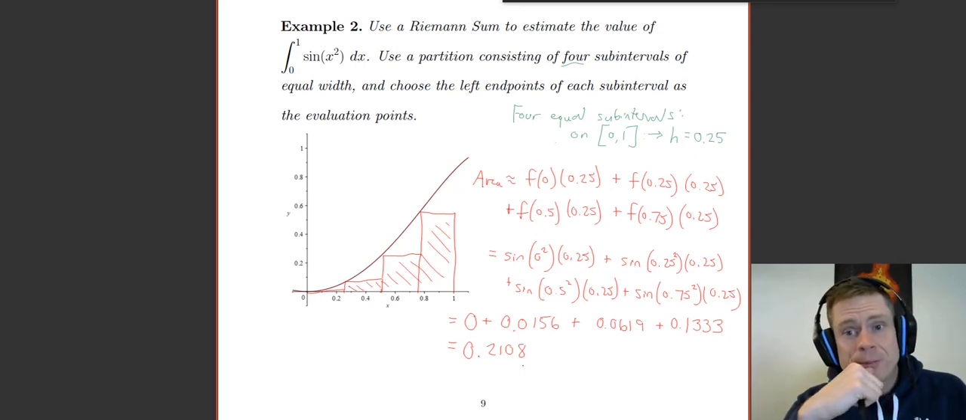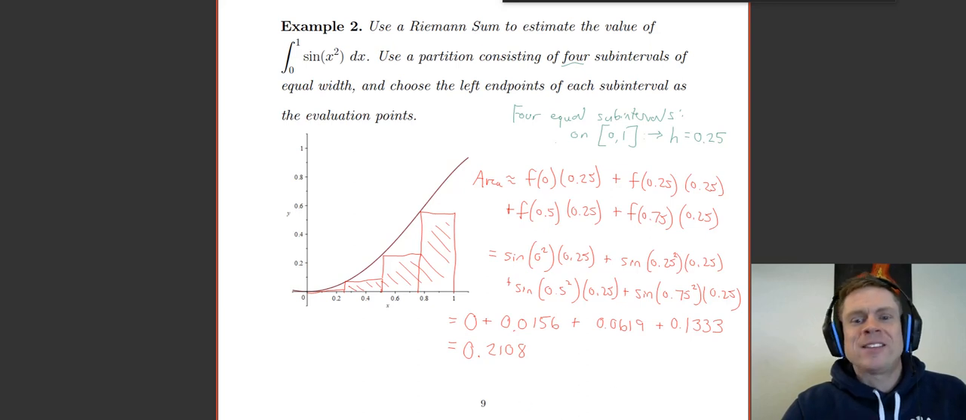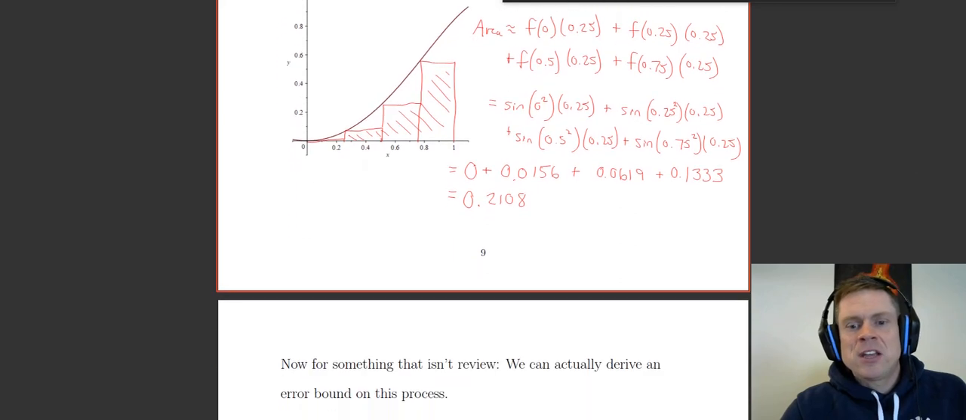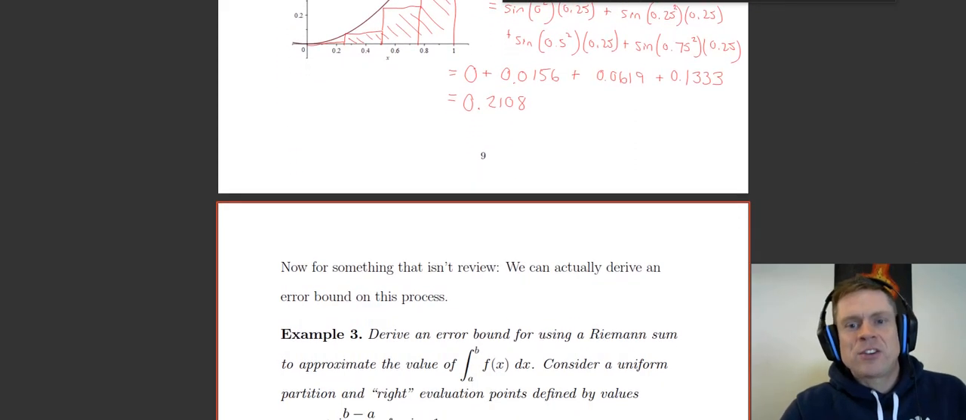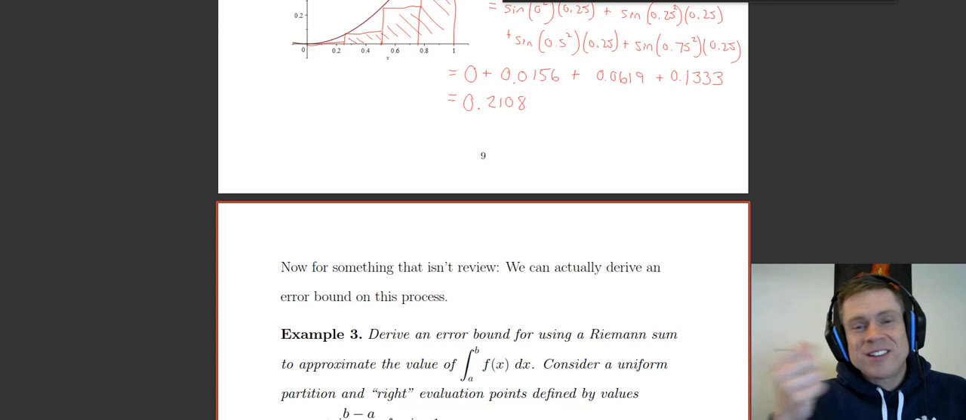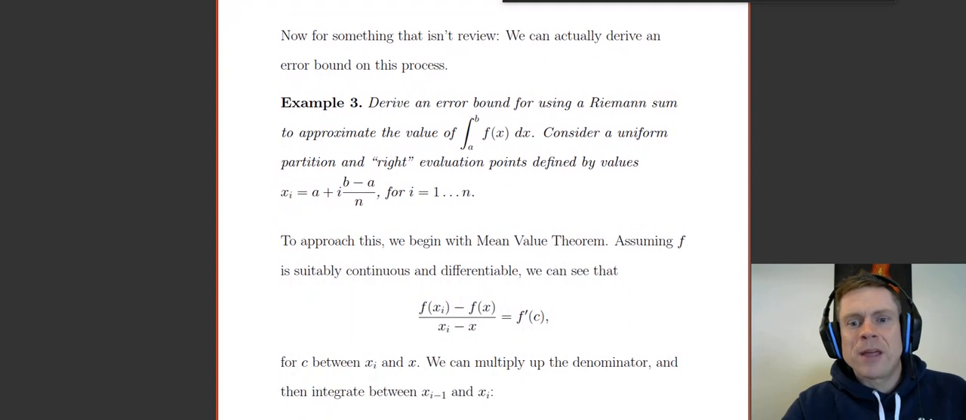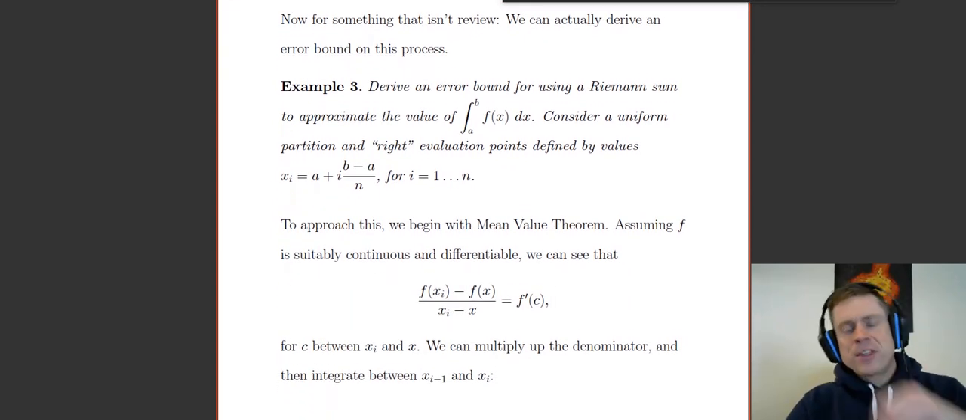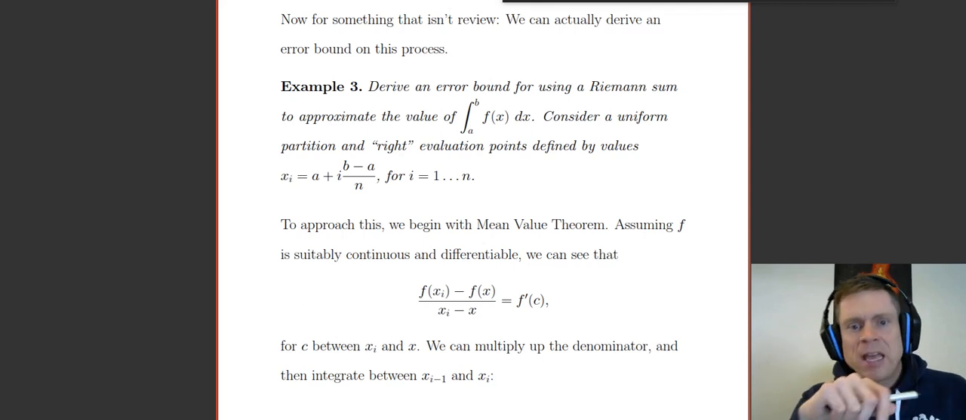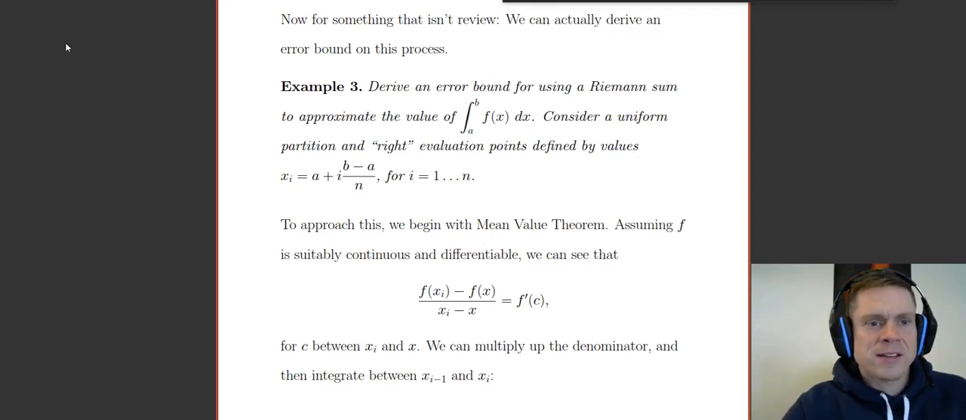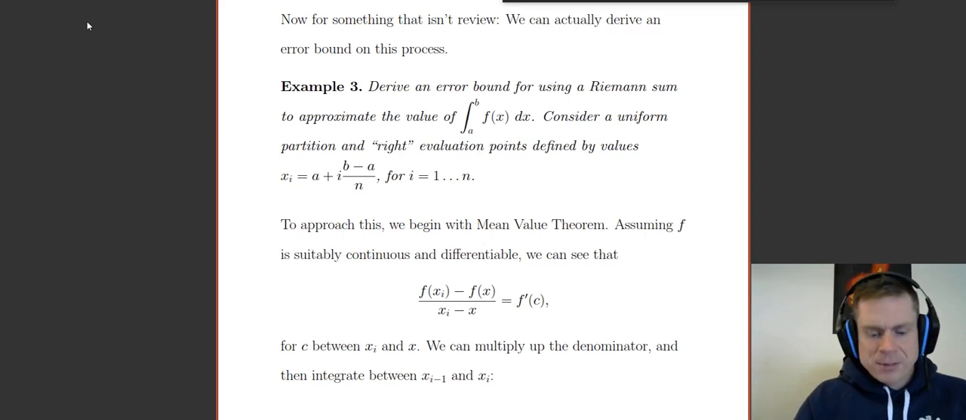One thing that's not review though, is to think about what is going to be the error associated with one of these approximations. And that's what I would like to check out next. So we're going to actually do a little bit of work to derive how far off an estimate using a Riemann sum is, which is something that we haven't done before, okay? So in our next example, we're going to come up with that error bound for the integral across the domain A to B, okay? And I chose right evaluation points just to make things a little bit different from the last one. But I want you to look at this. If we have here the right evaluation points, I can define them in the following way, right?